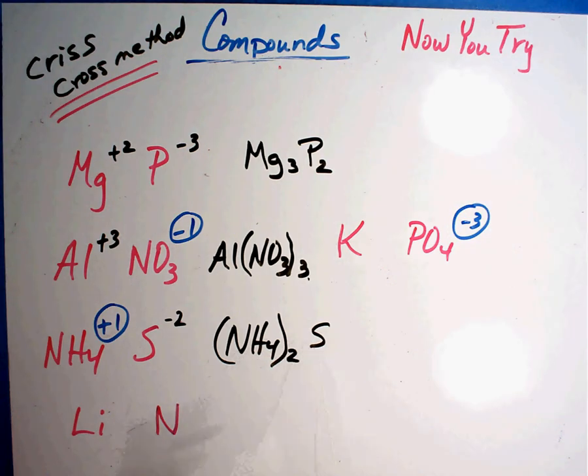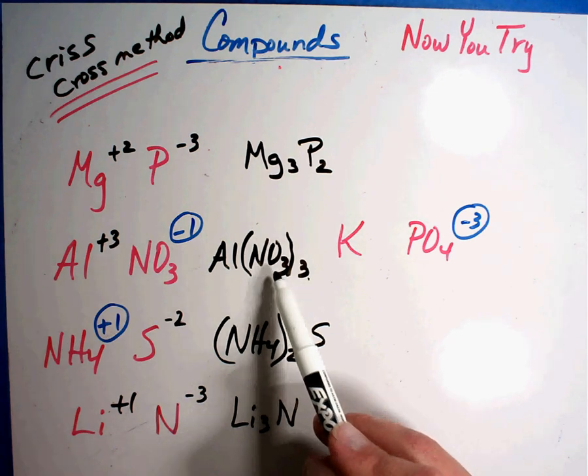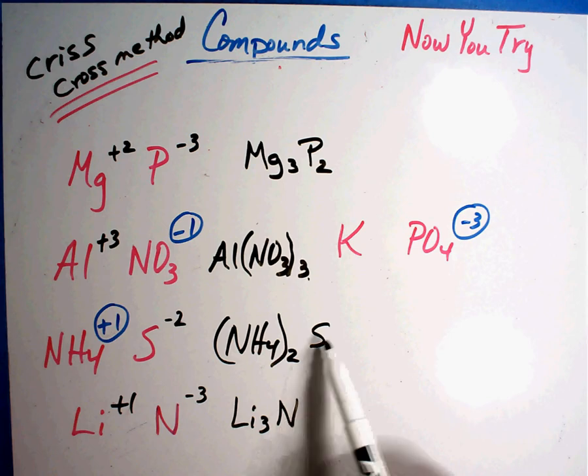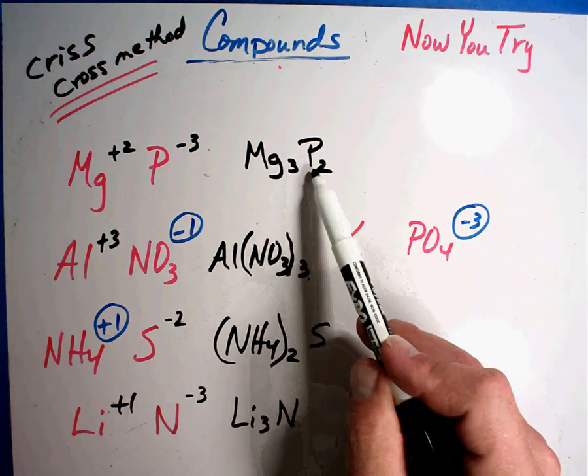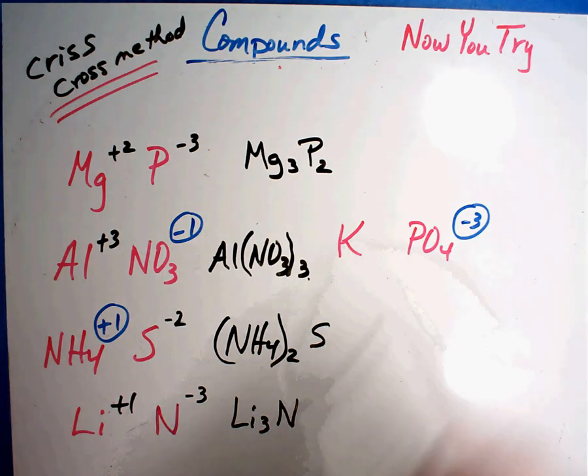The next one, lithium is +1, nitrogen is -3. They don't equal, so I have Li3N1. You don't write the 1. Lithium nitride. Now notice this is really different from nitrate. So whenever you hear ate, it's a group. Ide, nitride, sulfide, phosphide. They're singles. Pretty simple.